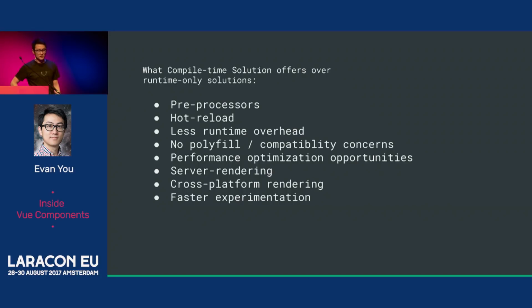The first is you can mix preprocessors inside your single file view components, right? You get to use Pug or Jade for your templates. You get to use Sass, Less, Stylus inside your components. You can mix Babel or TypeScript for your scripts. All of these are pretty important dev tools that a lot of us have come to rely on.